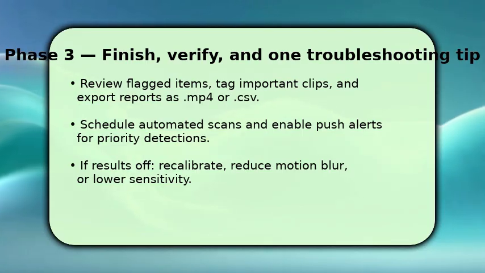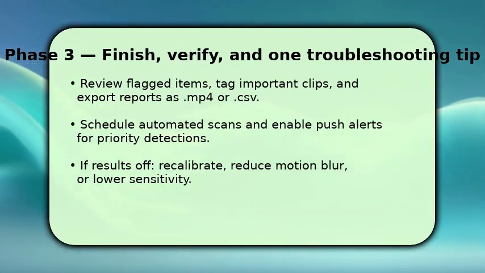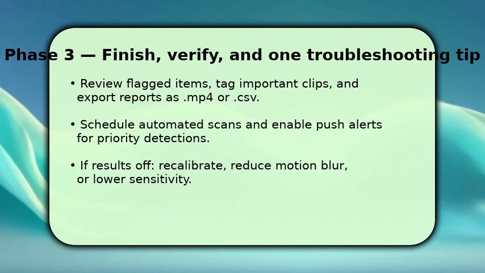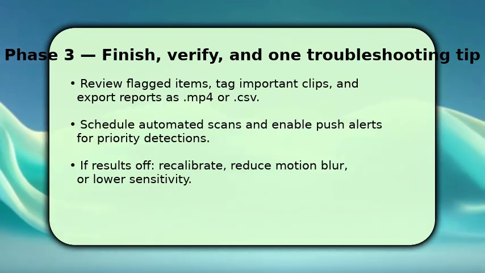If detections seem inaccurate, recalibrate the camera, stabilize the device to reduce motion blur, and try lowering sensitivity. This often cuts false positives. Finally, rerun a verification scan to confirm changes fixed.